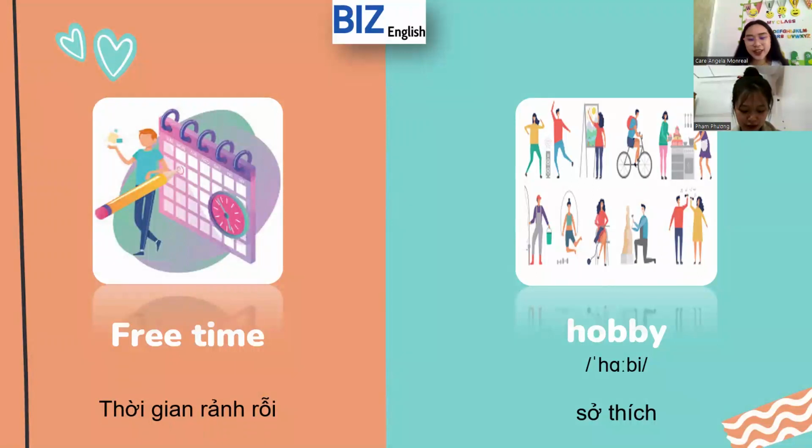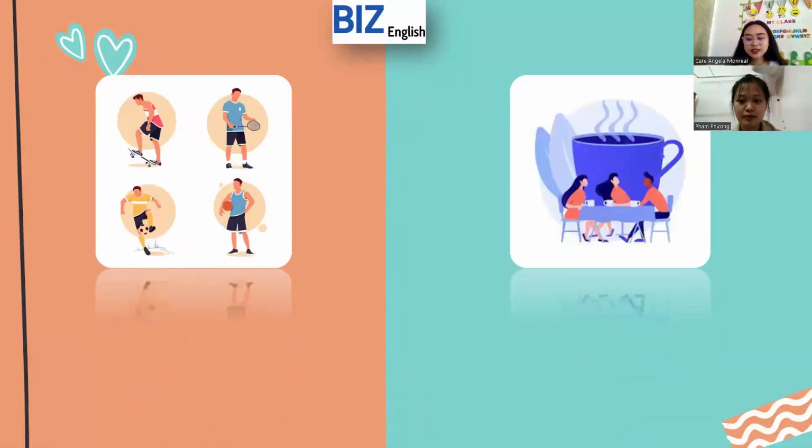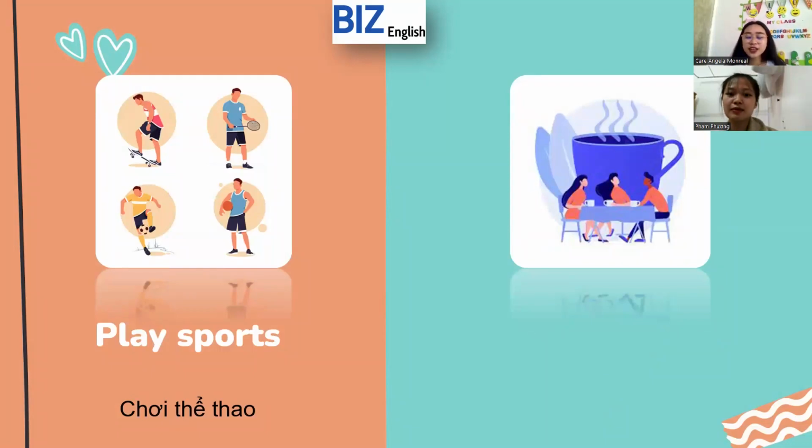I don't have a question. Okay. So next word we have play sports. Can you say it? Play sports. Yeah, that's very good. Do you like playing sports, Jasmine? Yes, I like playing sports. Wow. Can you tell me what is your favorite sport? My favorite sport is badminton. Badminton. Wow. Okay. That's good.